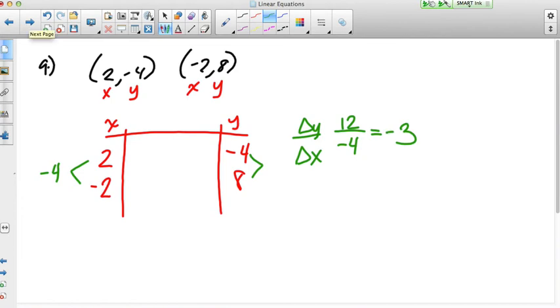So negative 3 is the first value that I put inside my table, times my first x value, which is a 2. Negative 3 times positive 2 is negative 6, plus 2 gets me to negative 4, so my equation would be y equals negative 3x plus 2, or answer choice B.